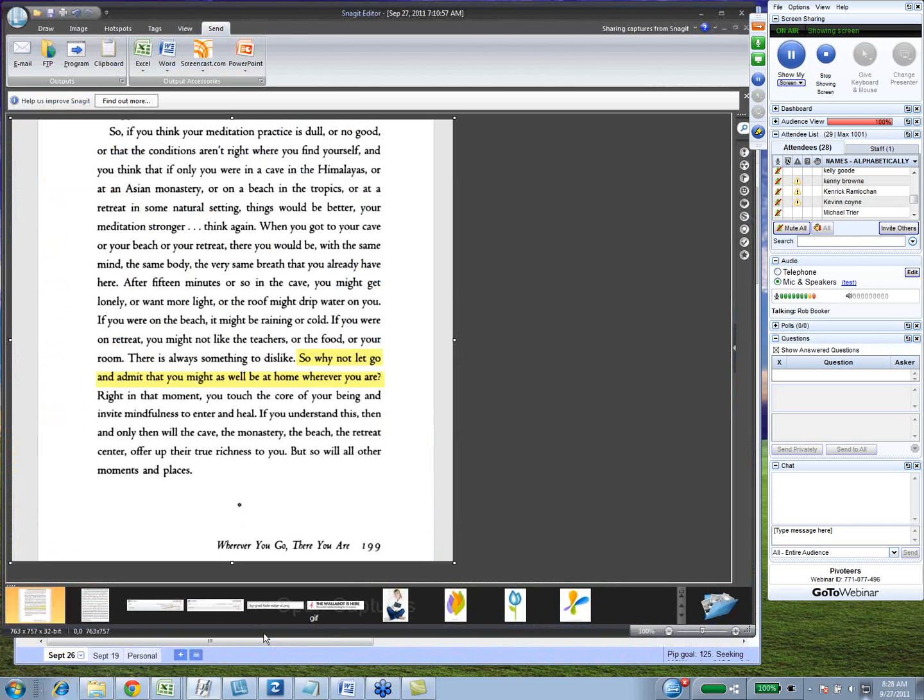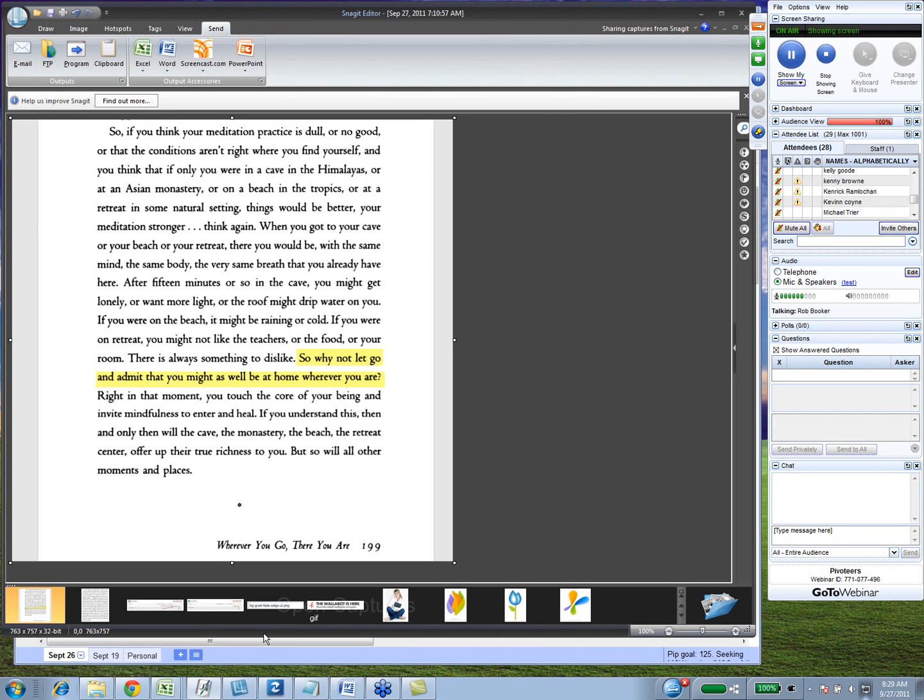It's from the book Wherever You Go, There You Are by John Kabat-Zinn. And the quote states, "So if you think your meditation practice is dull, or let's just say your trading system is dull or no good, or that the conditions aren't right when you find yourself, and you think that if only you were in a cave in the Himalayas, or in an Asian monastery, or you were riding your profits for 400 more pips, or you eliminated all of the losses on Sundays, or you were on a beach in the tropics, or you could use the average true range, or at a retreat in some natural setting, that things would be better, your meditation would be stronger, well, think again.